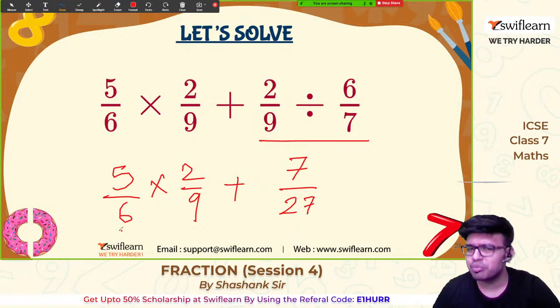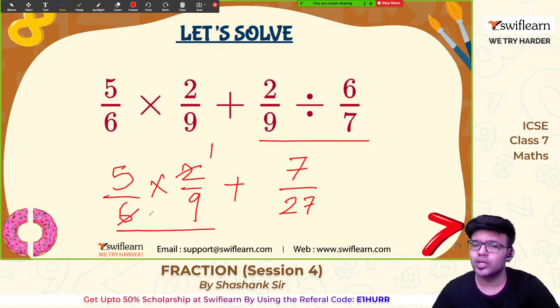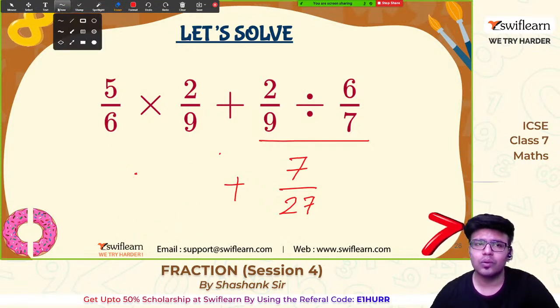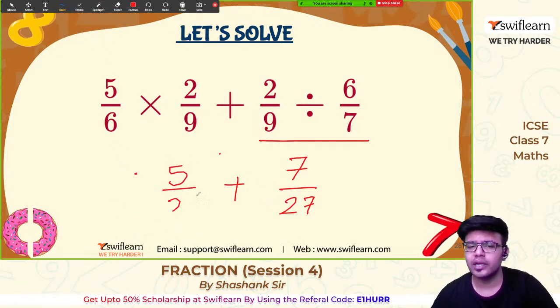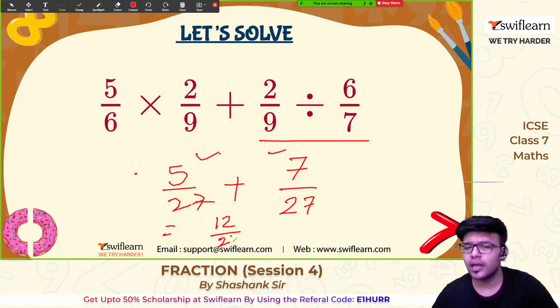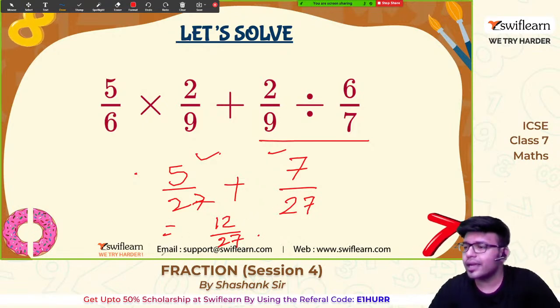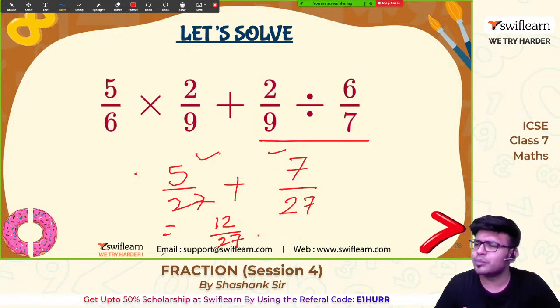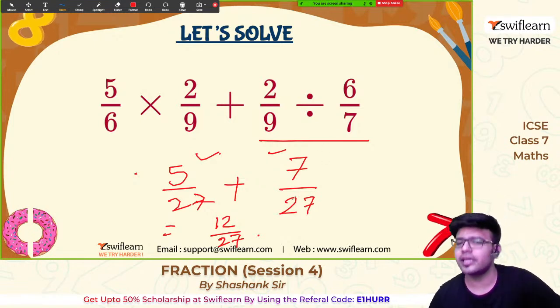Solve the multiplication part first. 2 ones are 2, 2 threes are 6. 1 into 5 is 5, 9 threes are 27. So we have 5 by 27. Now 5 by 27. Add them, guys, now. 5 plus 7, how much is that? 5 plus 7 is 12. So the answer is 12 by 27. That is the right answer. Can you simplify it? No, we cannot simplify. Oh yes, we can simplify by 3.